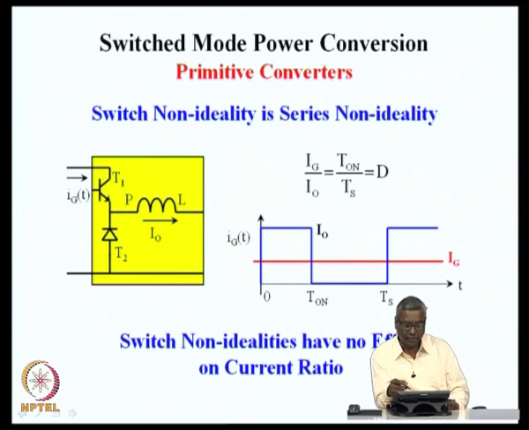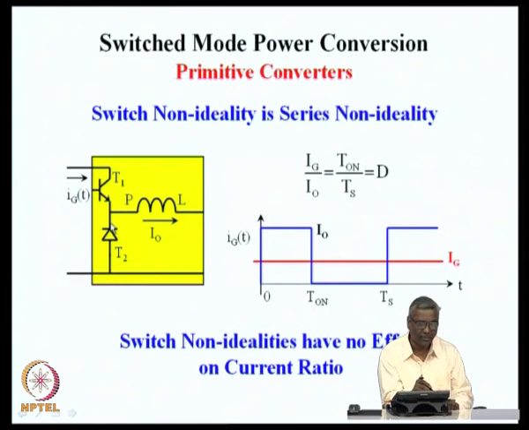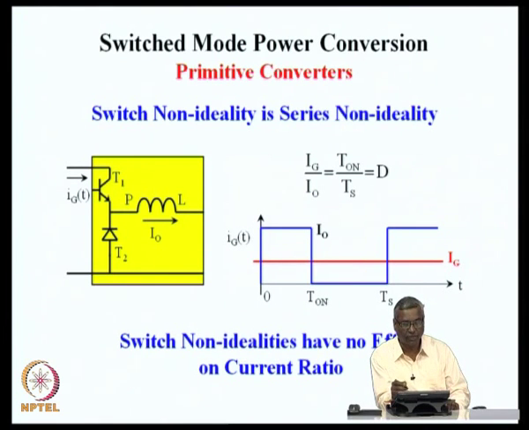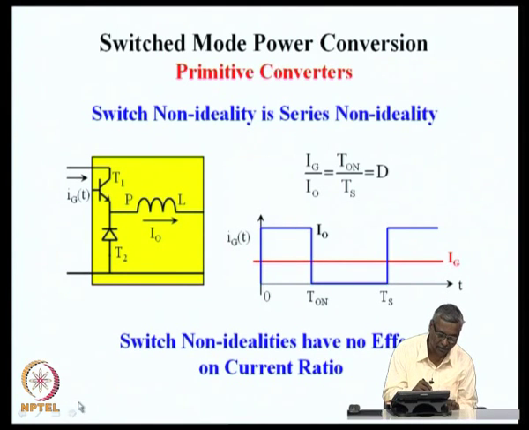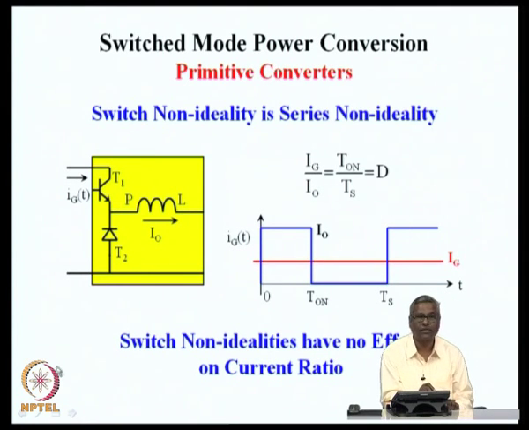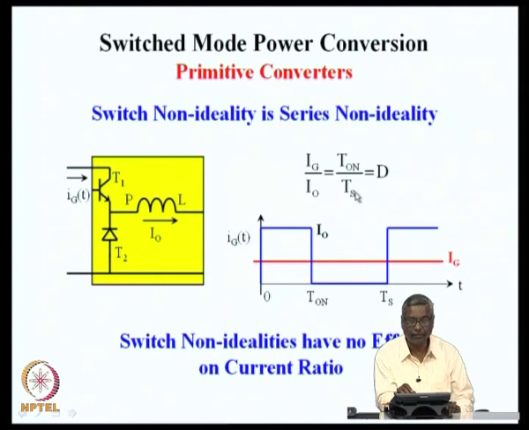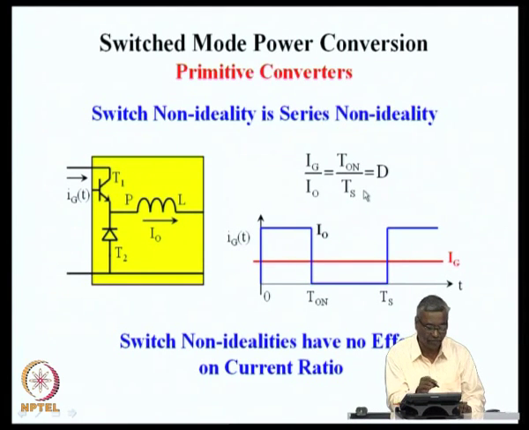The reason is that all the switch non-idealities that we see here are series non-idealities, and series non-idealities normally do not affect current ratios. This you can check as a homework exercise, that these series non-idealities do not affect the current transfer ratio, but they do affect the voltage conversion ratio.